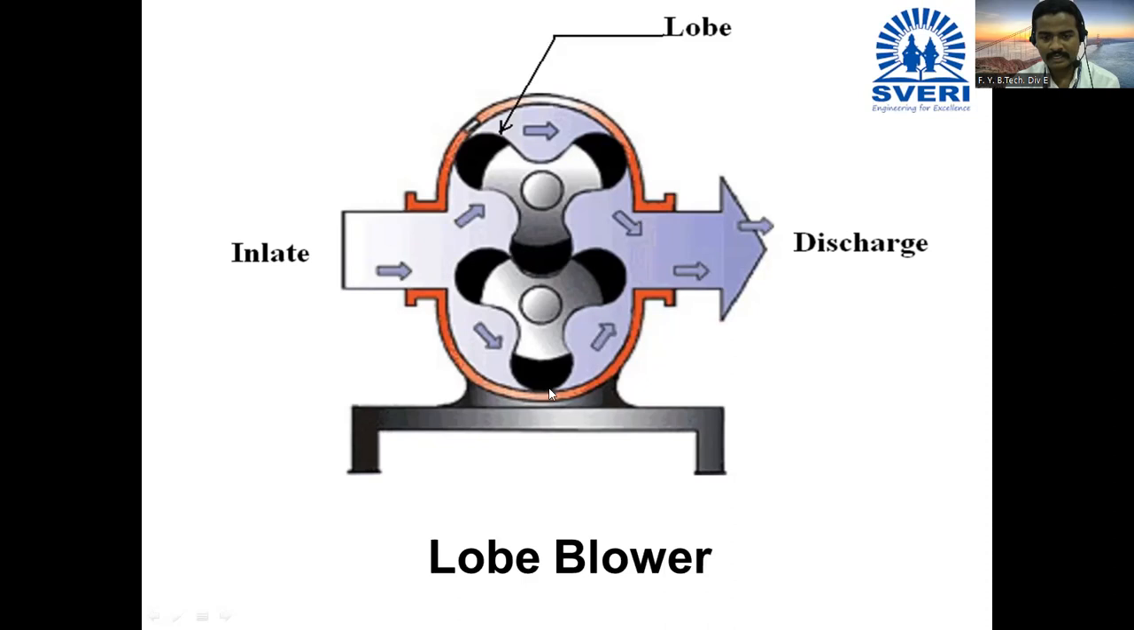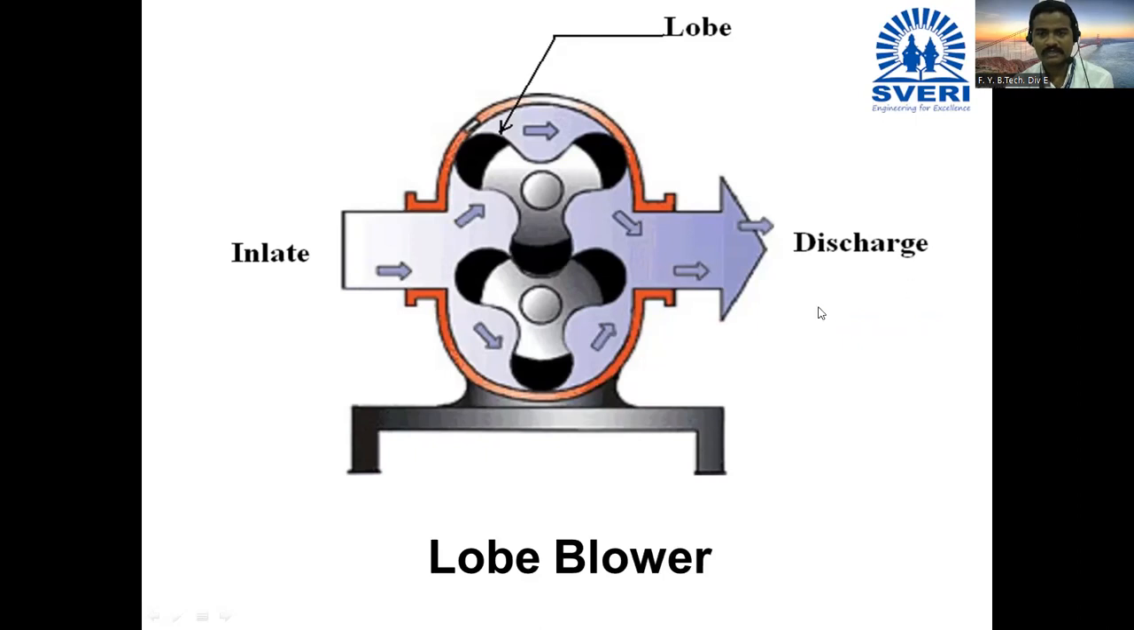When it gets entrapped between the lobe and casing, the pressure of that air increases due to the lesser area. Whatever gap is there, it is a lesser area, and due to that the pressure of the air increases. That pressurized air is delivered out as the rotors rotate continuously at a higher speed, and we obtain high pressurized air, which will be stored at the receiver side.